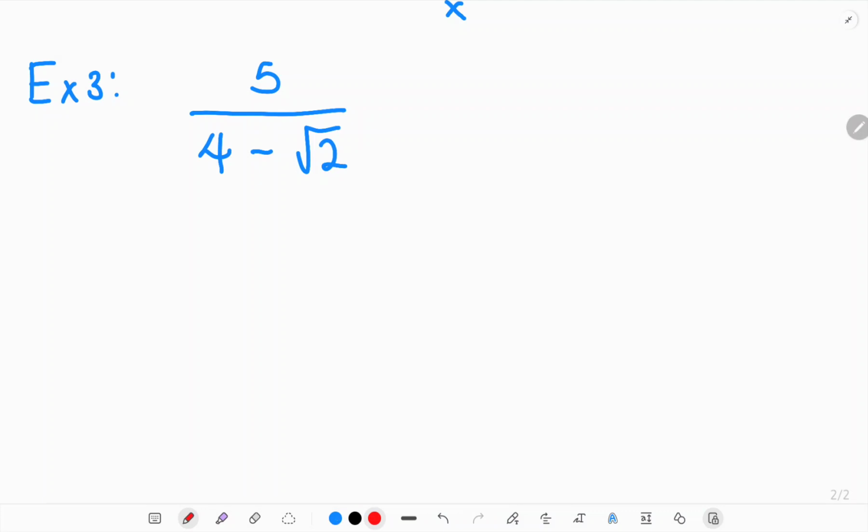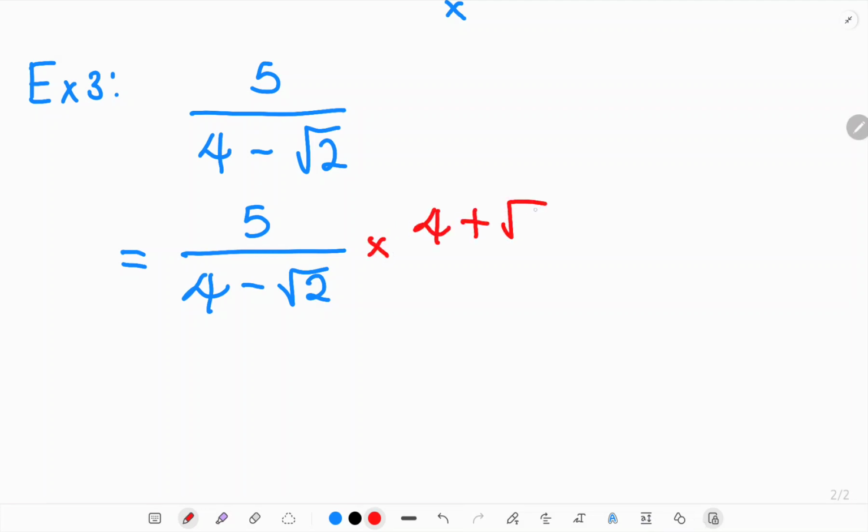To multiply by the conjugate, that means we will have 5 over 4 minus root of 2. In this case, our conjugate is simply changing the sign. So this is 4 plus root of 2 over 4 plus root of 2, and this is the conjugate. Whenever we talk about the conjugate, we're talking about changing the sign in between, right? So you copy whatever is in the denominator as it is, but you change the sign. And then you will see the importance of that.